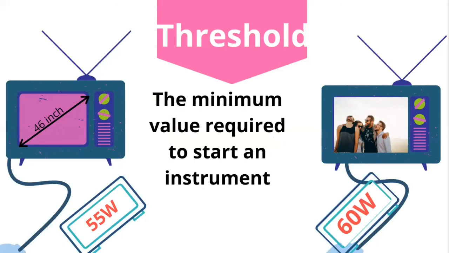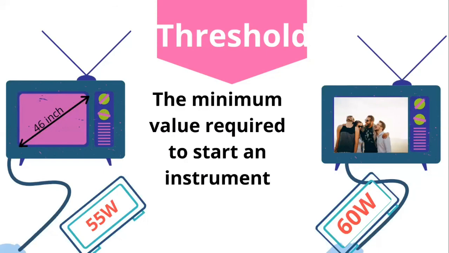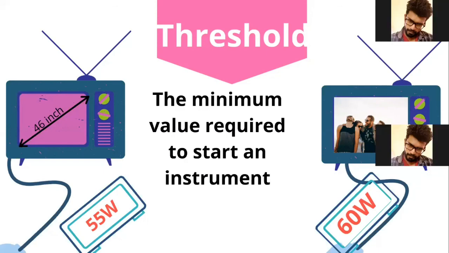Threshold means the minimum value required to start an instrument. For example, let's take a television set with a 46 centimeter screen size. I hope you know how TV screens are measured: along the diagonal. So let's say we have a 46-inch TV, and to switch it on or make it operate, we need a particular power.